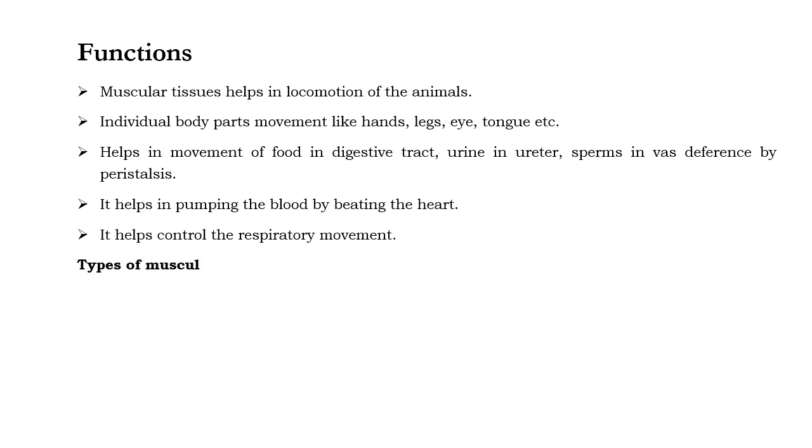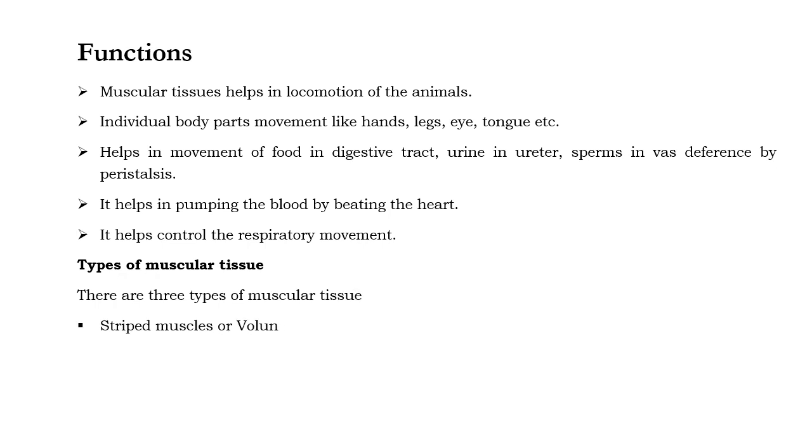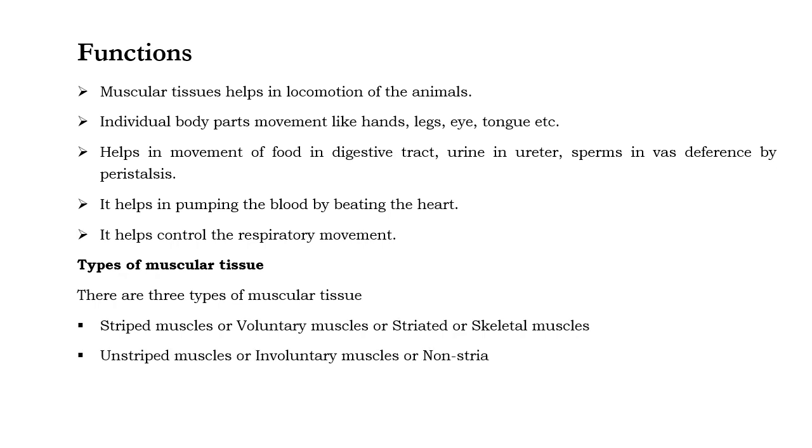Types of muscular tissue. There are three types of muscular tissue: striped muscles or voluntary muscles or striated or skeleton muscles, unstriped muscles or involuntary muscles or non-striated or smooth muscles, and cardiac muscles.